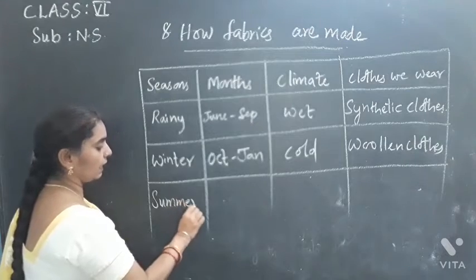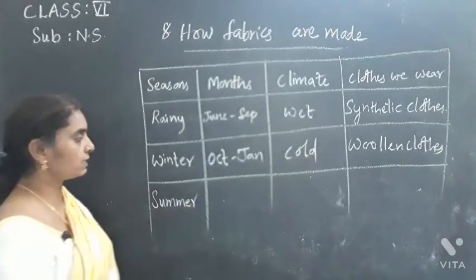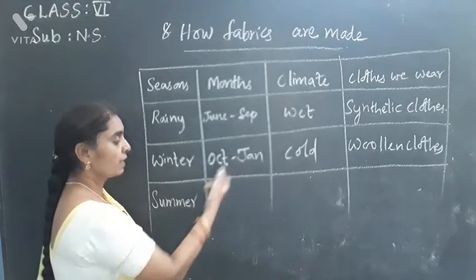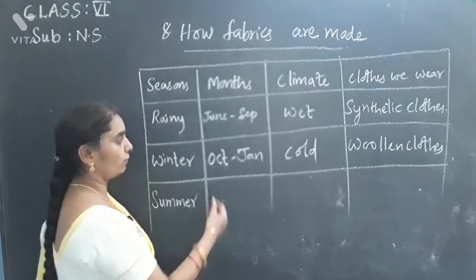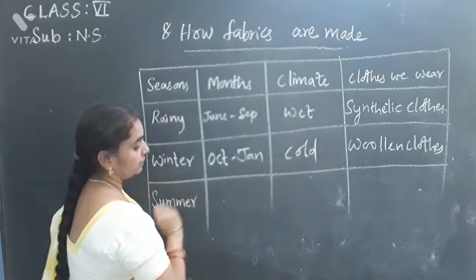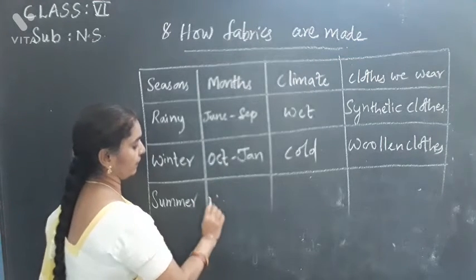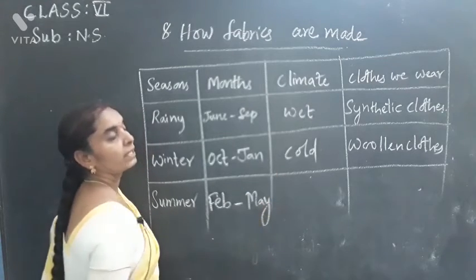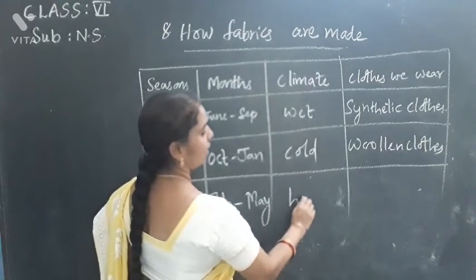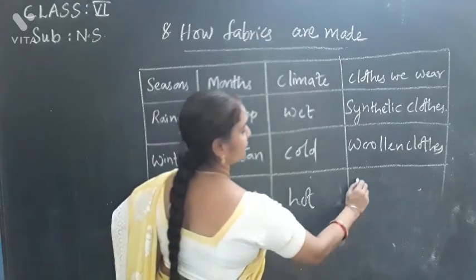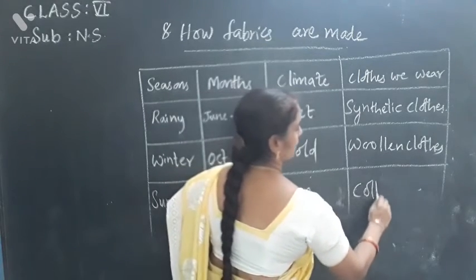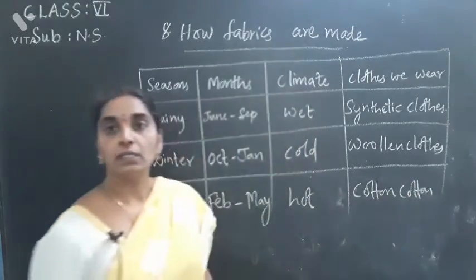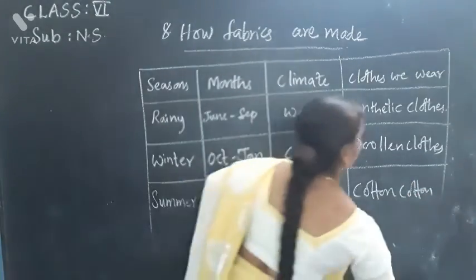And next, coming to the summer season. The third type of season is summer season, that in our country we face the 3 types of seasons only, as I said earlier. This falls in the months of February to May. The climate is very hot in these months, and we wear cotton clothes in this season, isn't it?